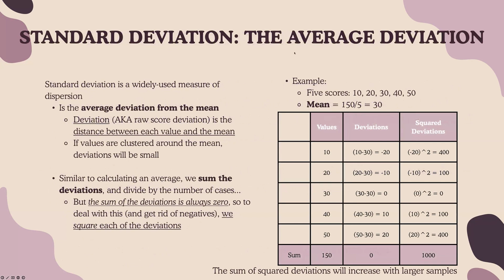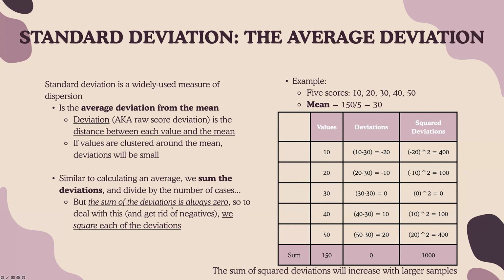So standard deviation, as I referred to it before, is the average deviation. It's the most commonly used measure, the average deviation from the mean. So we take the deviation, which is what we call raw score deviation, how much one person's score differs from the mean. And then we take an average across all of these scores. So it's similar to calculating an average. We sum up or add up all of these deviations and divide by the number of cases.